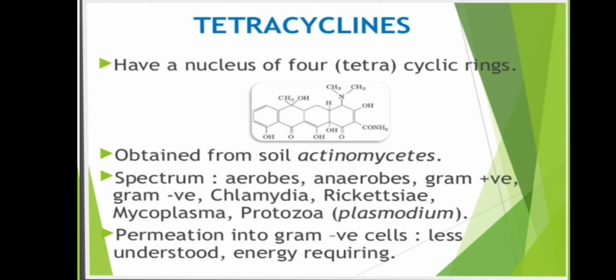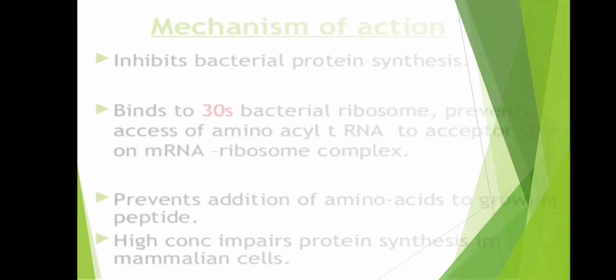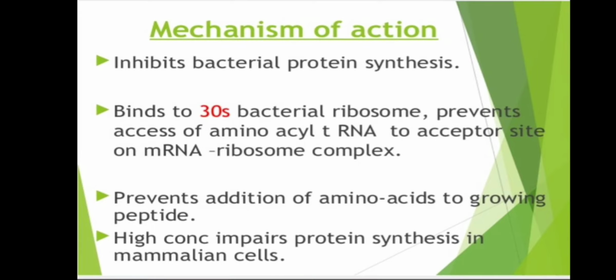Then permeation into gram negative cells is less understood and energy requiring. So permeation into a gram negative cell means the entering. Entering into a gram negative cell is quite less understood, and it also requires energy. Mechanism of action. The mechanism of action is again important, so we'll see it nicely. It inhibits bacterial protein synthesis.